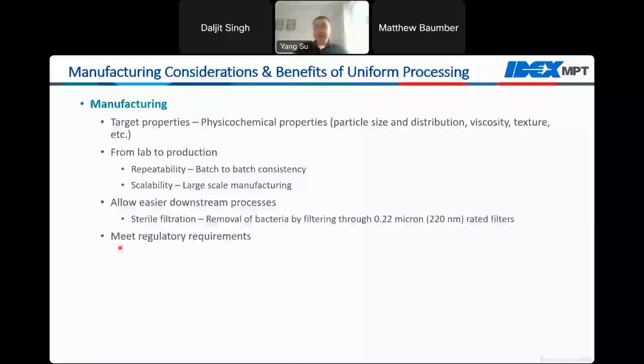And last but not least, a lot of the manufacturing, depending on the industry you are in, is subject to different regulatory requirements. For pharmaceutical, again using the pharmaceutical industry as an example, the process needs to be compliant with the CGMP requirements. So the selection of the equipment should allow the whole process to be able to comply with those requirements.